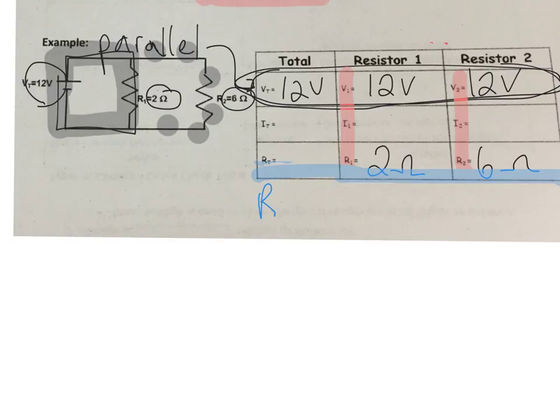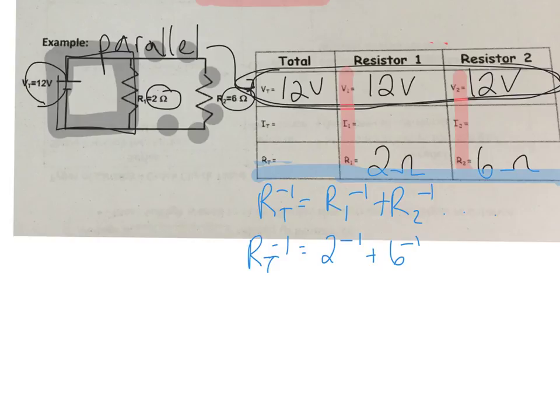So the equation from up above is that the inverse of the total resistance is equal to the inverse of the first resistor plus the inverse of the second resistor. And if I had more resistors, I just keep adding. So 2 to the negative 1 plus 6 to the negative 1 will give me a total to the negative 1. So to do this, I'm going to type this in my calculator.